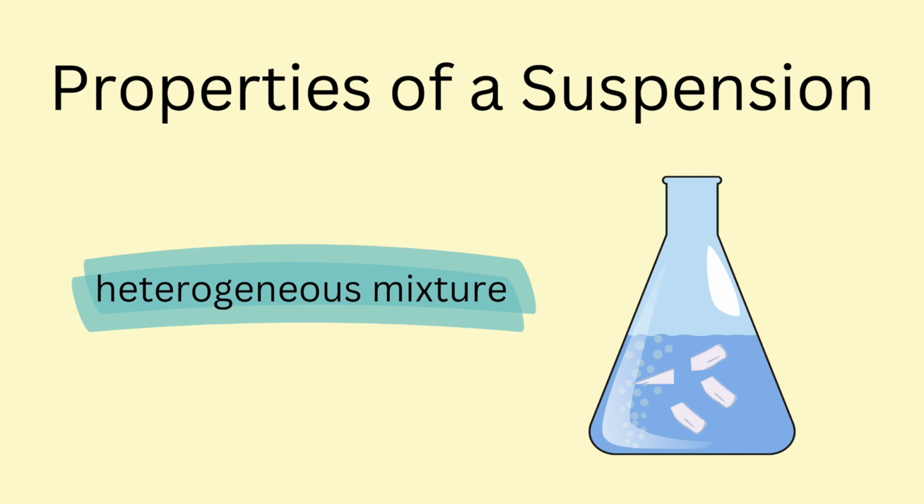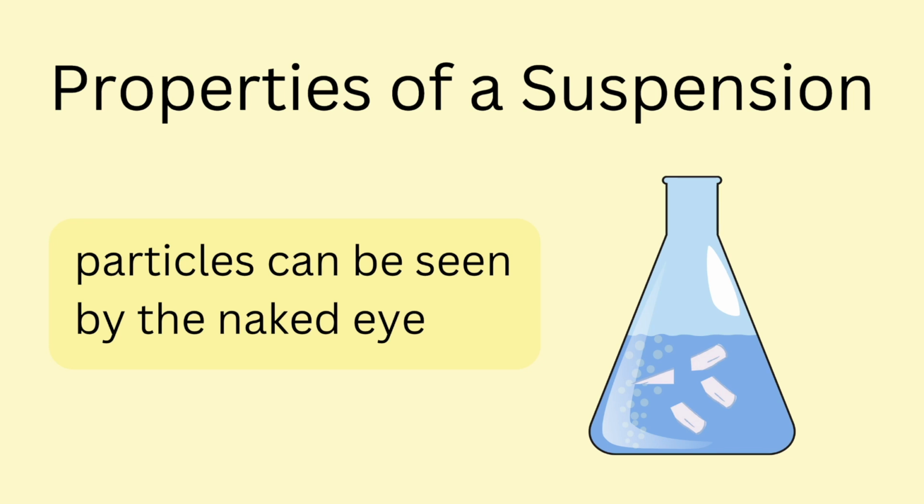Now moving on to the properties of a suspension, the first property is that it is a heterogeneous mixture. The particles of a suspension are clearly visible. The second property is that particles can be seen by the naked eye. So it's clear that the particles are not properly mixed together and you are able to see the particles that are present in this solvent.